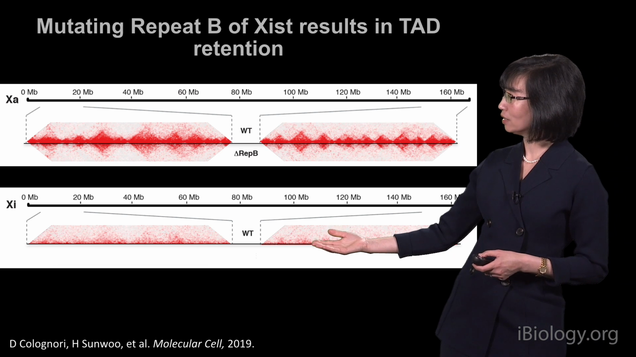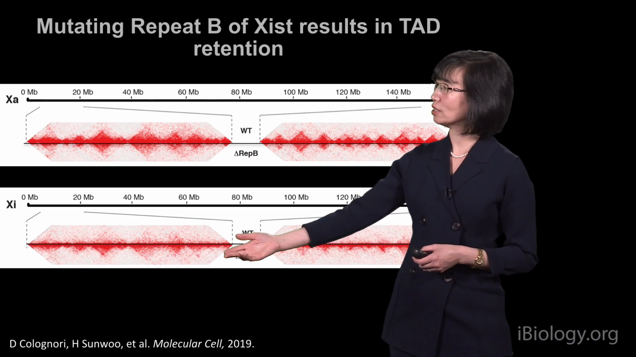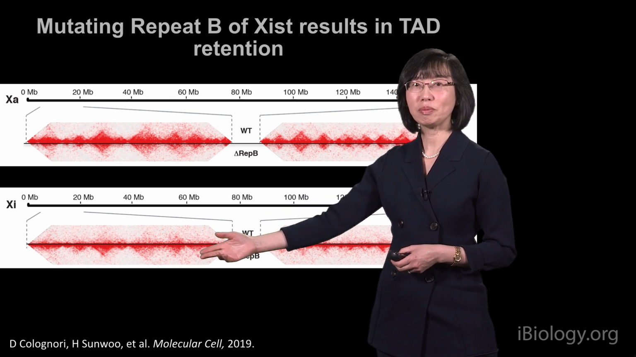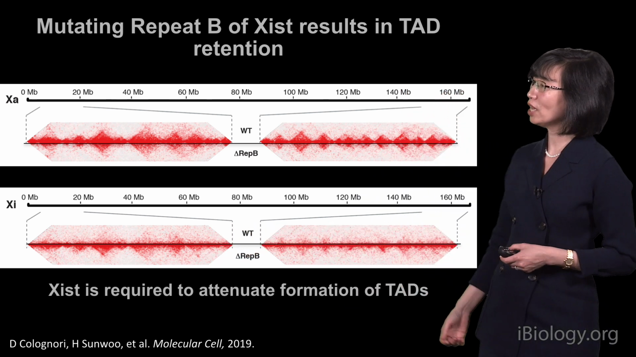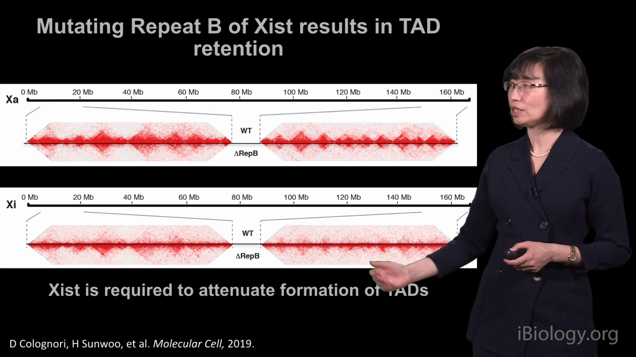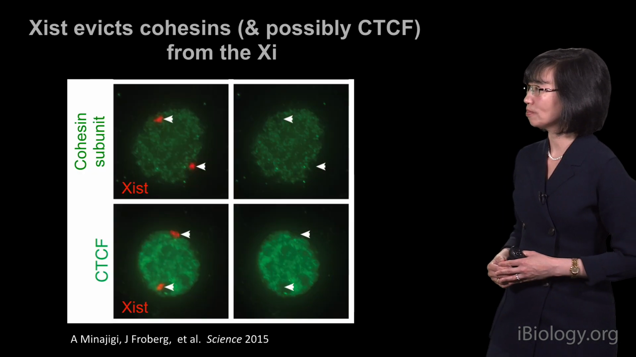But on the other hand, when we do the same thing to the inactive X chromosome, you start to see that these TADs persist on that chromosome, or that maybe they're even coming back. They either persist or come back, suggesting that Xist is very important to the attenuation of these topologically associating domains. So how does Xist do this?